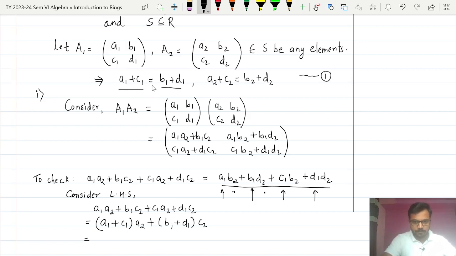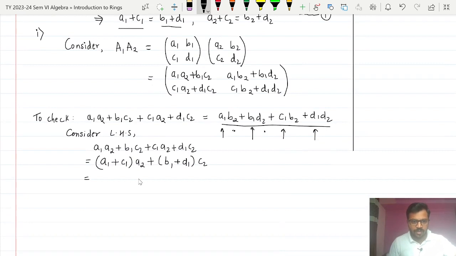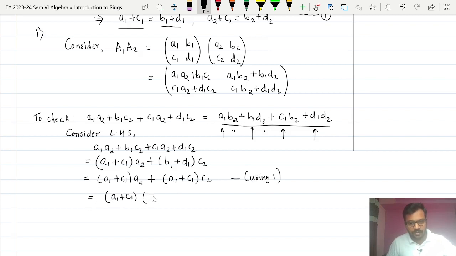So this is equal to A1 plus C1 outside A2, plus A1 plus C1 outside C2. This is using 1. Now again this A1 plus C1 can be taken common. So A1 plus C1, and what is left inside? A2 plus C2. Now what is the value of A2 plus C2? The value of A2 plus C2 is B2 plus D2, that can be used. So this is equal to A1 plus C1 times B2 plus D2.